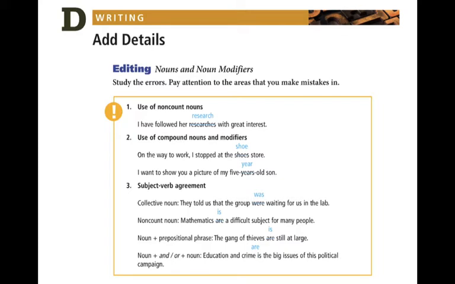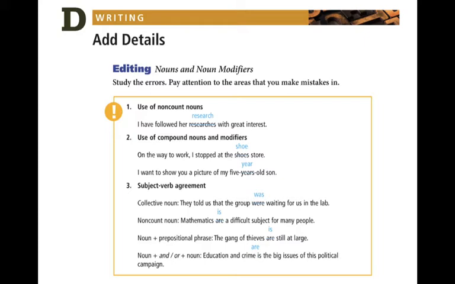Number 2, the second one says, I want to show you a picture of my 5 years old son. Oops. Take off the S and say my 5-year-old son. If we want to say my son is 5 years old, then we use the plural noun years. But when we say my son, we need to make it an adjective, a compound modifier, 5-year-old, singular.